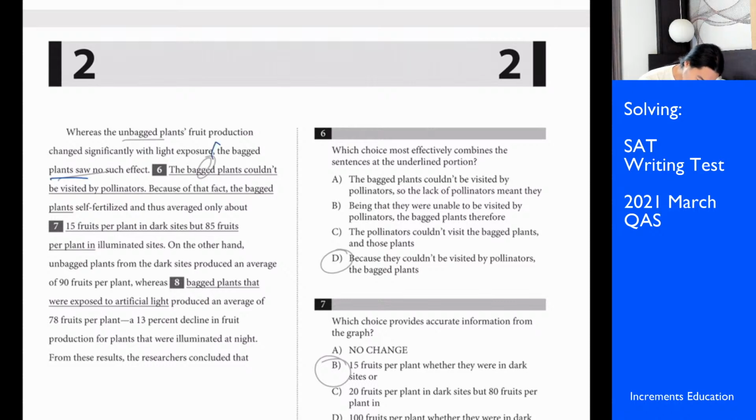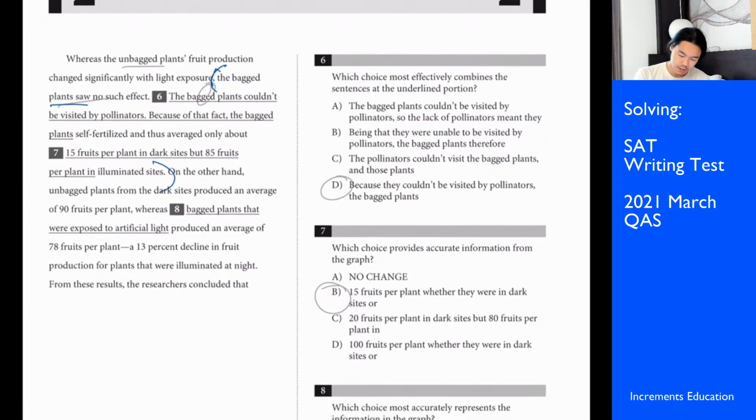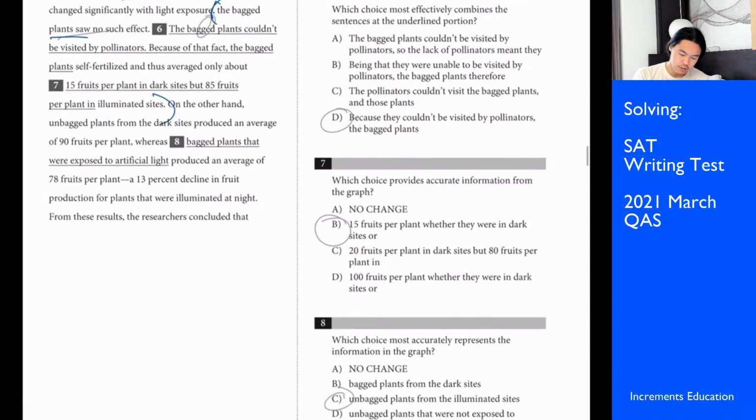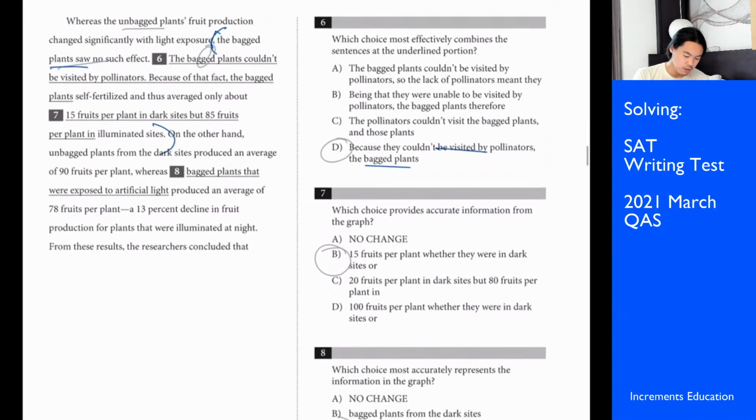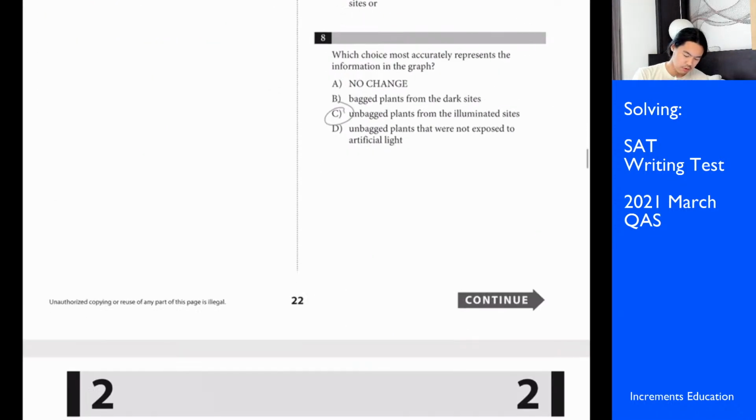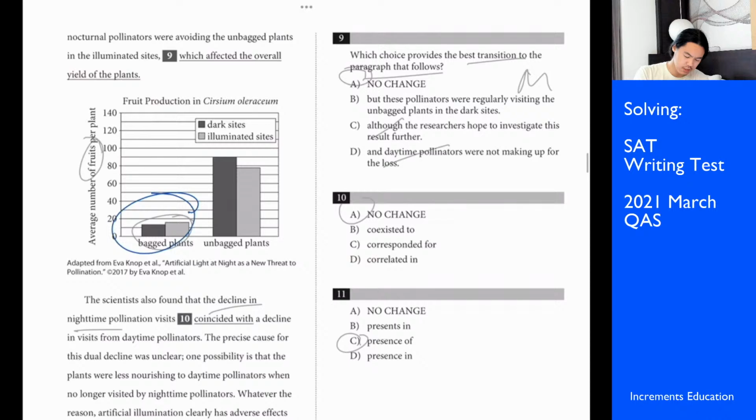Okay, so this is the less important part. The less important part is, of course, the bagged plants. When they're not pollinated, they're not going to have a lot of fruits. Right, this makes sense. This over here, it's all good. And yes, 15-15. So this graph makes sense. Of course, it's not going to have much of a difference.